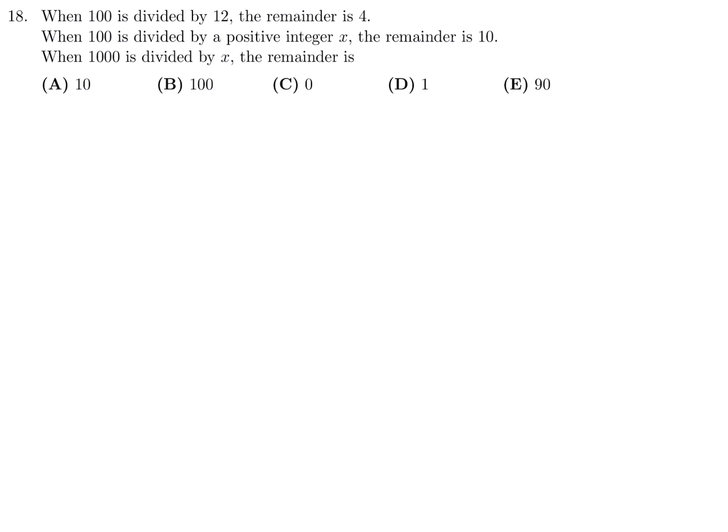When 100 is divided by 12, the remainder is 4. When 100 is divided by a positive integer x, the remainder is 10. When 1000 is divided by x, the remainder is... So 100 divided by some integer gives you some number, and then it gives you a remainder of 10.